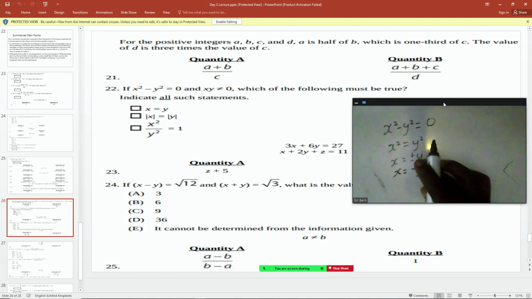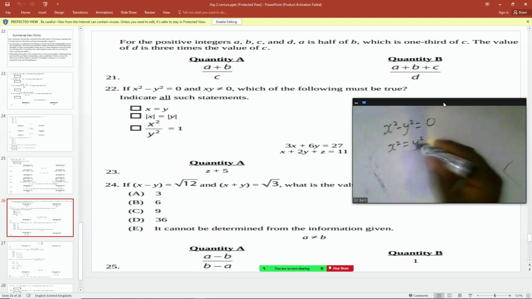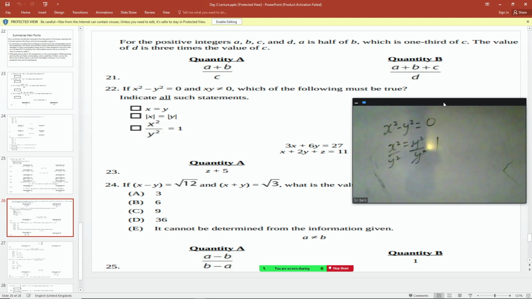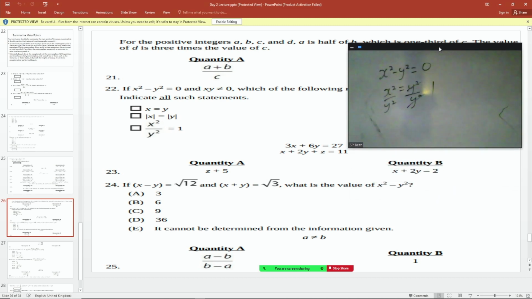But when we take the absolute value of x and the absolute value of y, they would always be equal. Absolute of x will give us x, absolute of this will also give us y. So the absolute values would always be equal. Then from this, we can divide through by y squared. This goes to 1. So x squared over y squared is equal to 1. So the third option is also true, or correct.